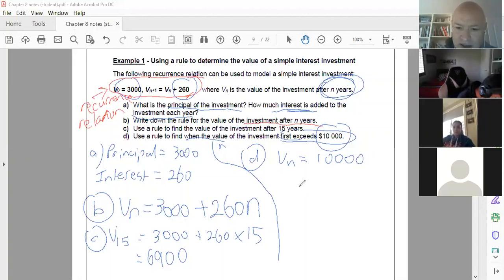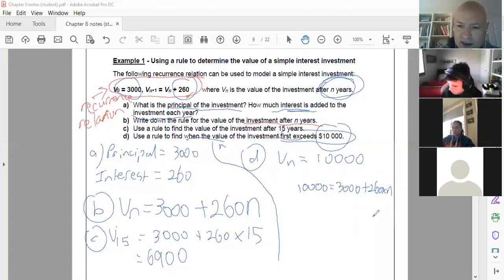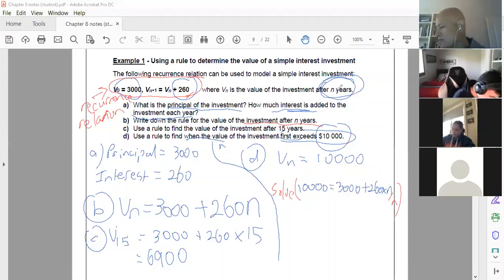So 10,000, that's what we wanted, equals 3,000 plus 260 times N. And because I want to find N, I'm going to put solve instead of rearranging the whole thing, comma, for N. So I'm just going to solve my N. So when I do that, I end up getting an answer of 26.92.